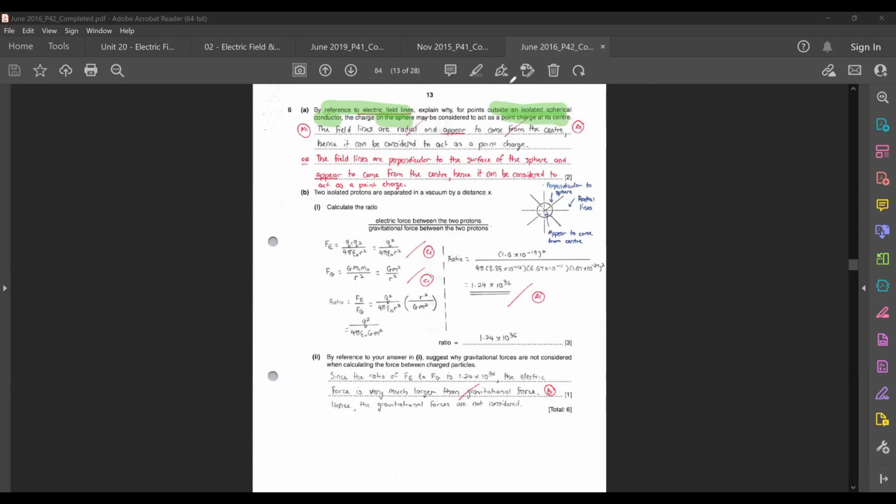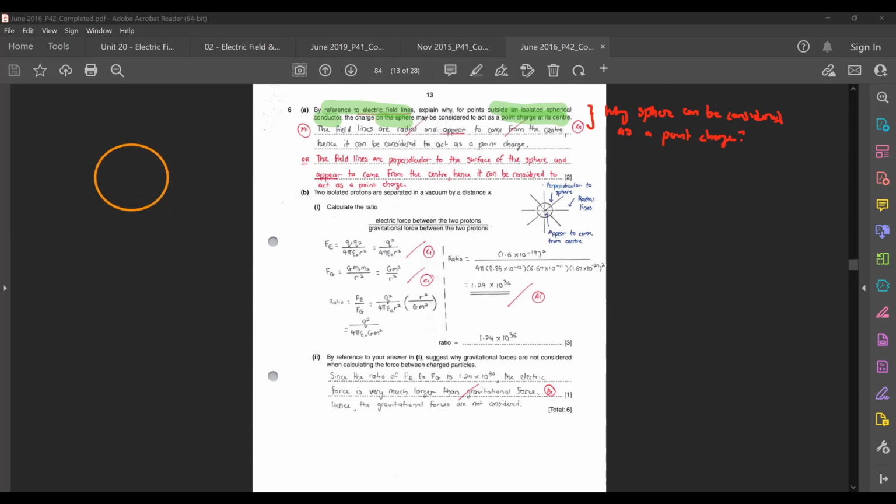Okay, so what it's really just asking you is this, to put it simply, why can a sphere be considered as a point charge? That's what the question actually meant. How do you know that you can consider a spherical conductor, or rather just a sphere, as a point charge? It's actually something related to what I mentioned to you earlier during the lesson.